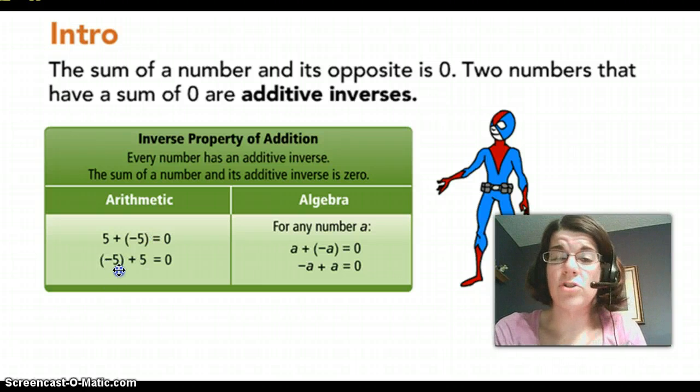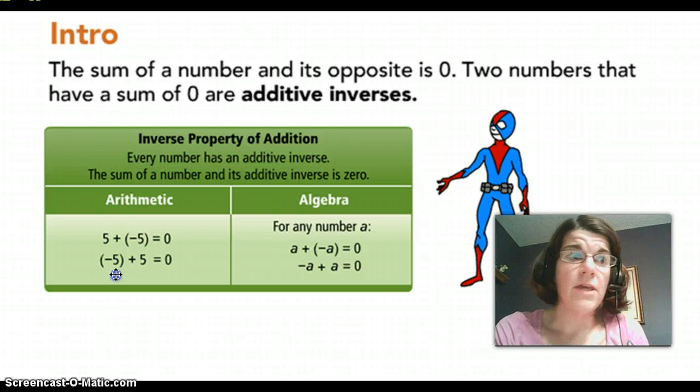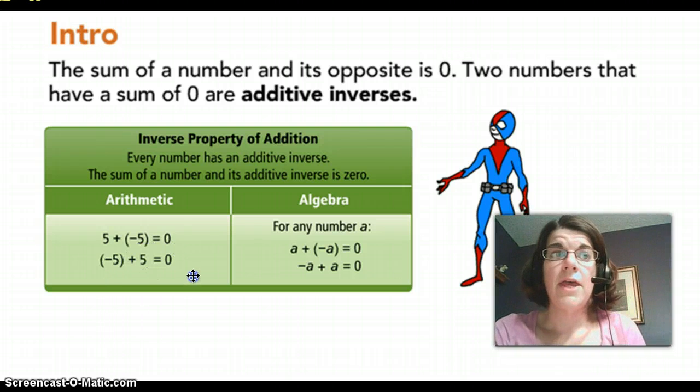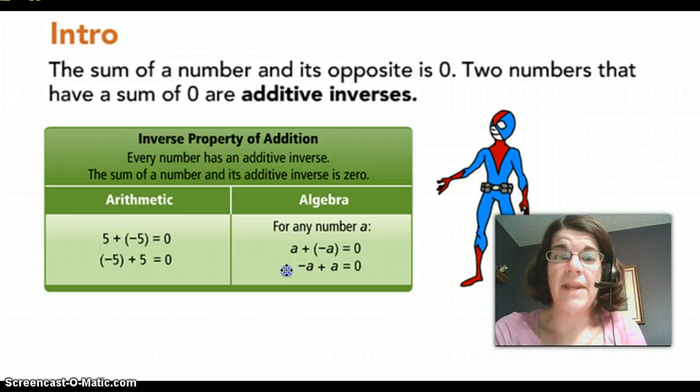The second example is just showing the commutative property. So 5 plus negative 5 is 0, and negative 5 plus 5 is also 0. In the algebraic form, they use a letter of the alphabet to represent any number. And the same thing with the commutative property, they just reverse the order for you. Okay, so just keep that in mind.